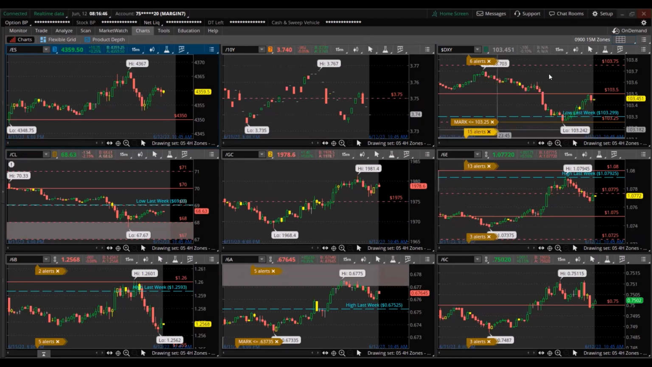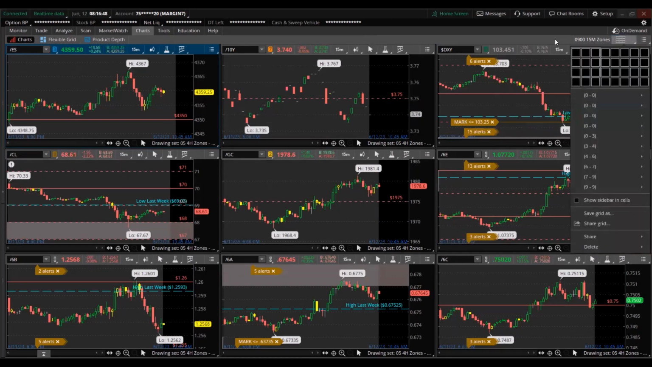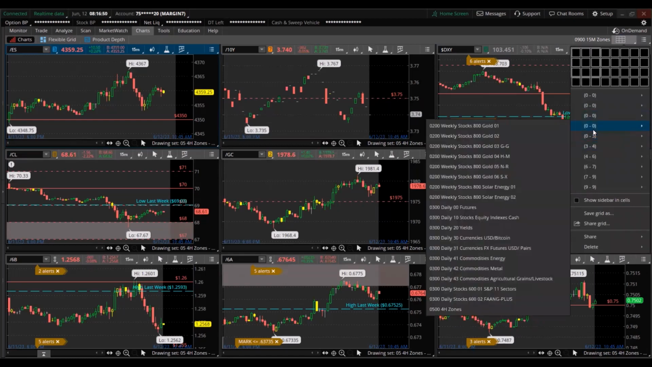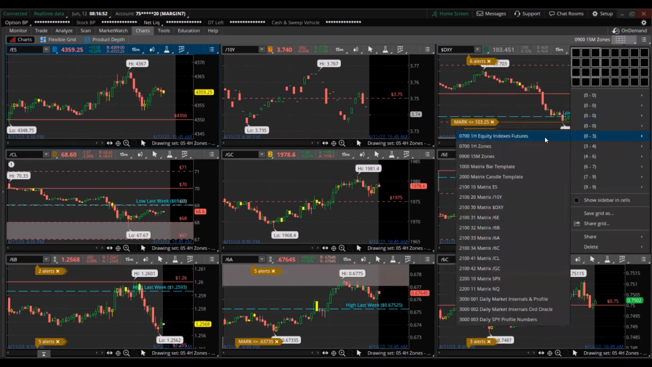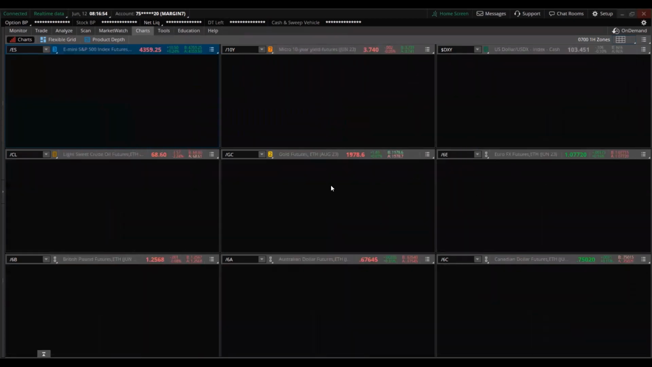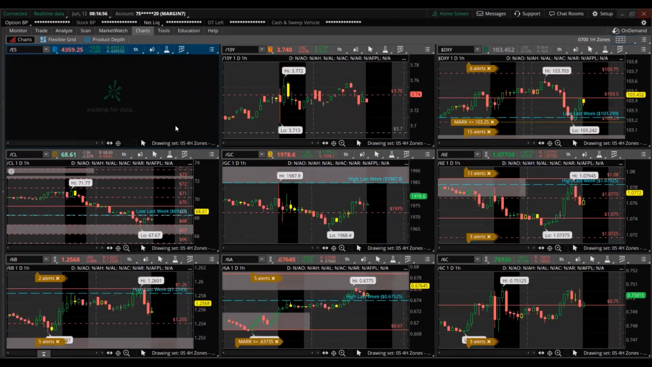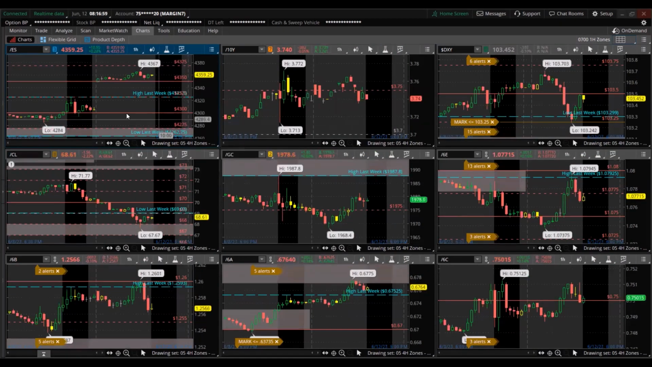So we already have the highs and the lows of last week identified. Let me put this on, I'll put on the hourly. The blue horizontal lines represent the highs and lows of last week. Again, S&P 500 already broke above the high of last week.